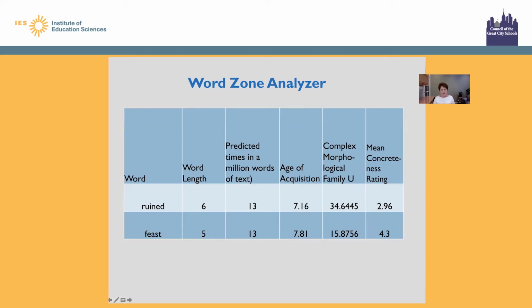And when we look at these words, we see that they have approximately the same length. They appear about the same number of times in written English. They occur about the same time, ruined a little bit earlier, apparently, than feast in kids' oral language environments. Ruin has a slightly bigger family of words around the root word ruin. And there's a mean concreteness, where the range is from 1, very abstract, to 5, which is completely concrete.